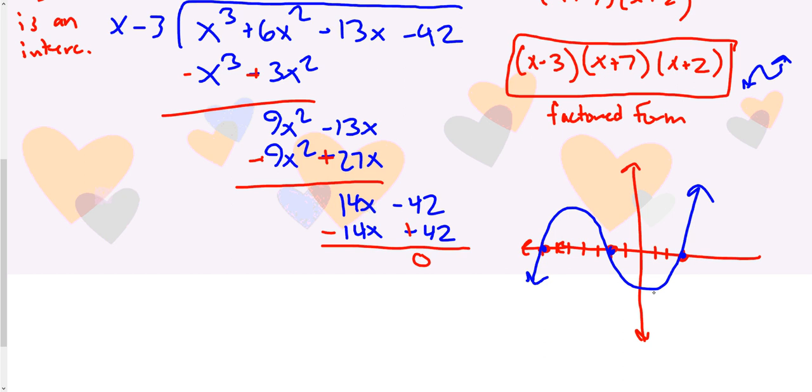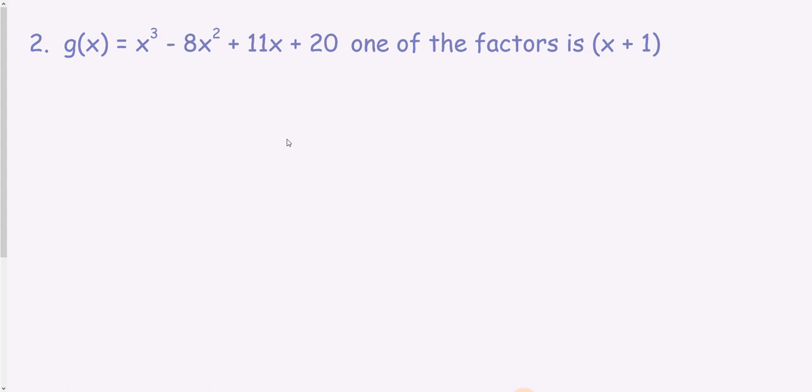Well, let's do a few more examples just to see what happens. And in here, we'll do a couple tougher ones too. Okay. So g of x equals x to the third minus 8x squared plus 11x plus 20. One of the factors is x plus 1. All right, let's take a look.